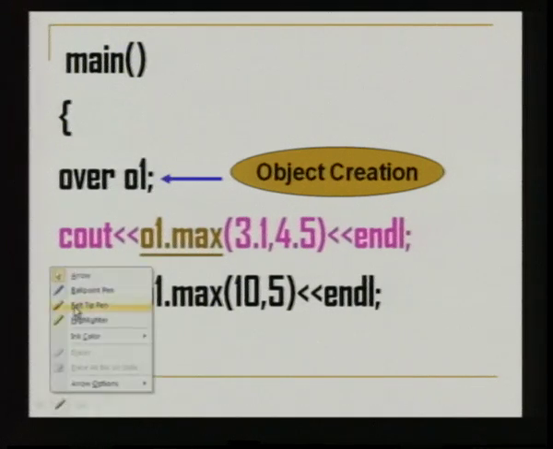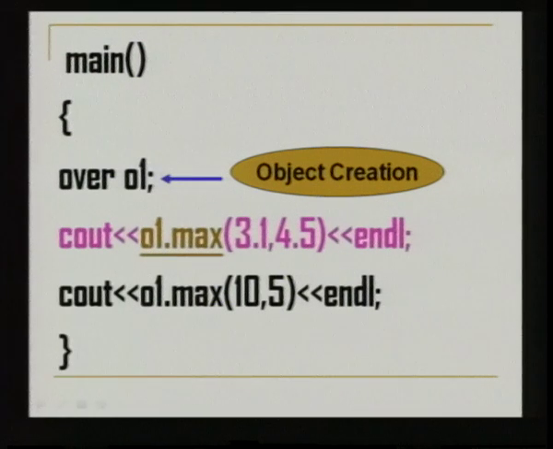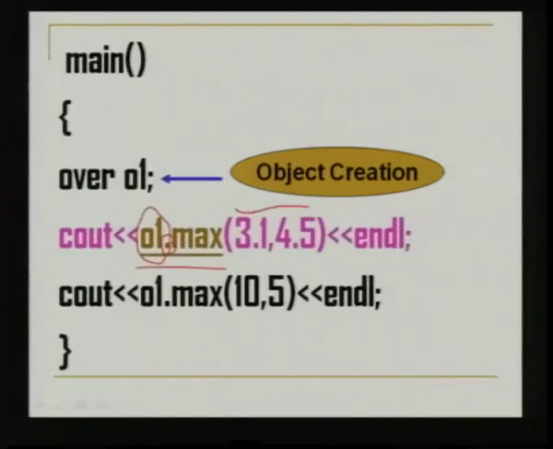this function max. So, using the object O1 dot max. We have already seen that the dot is the member access operator. To access the member of a class or the member function of a class, you should use this dot operator. So, using the object O1, you are accessing the function max. Now, which of the two functions will be called depends upon the arguments.